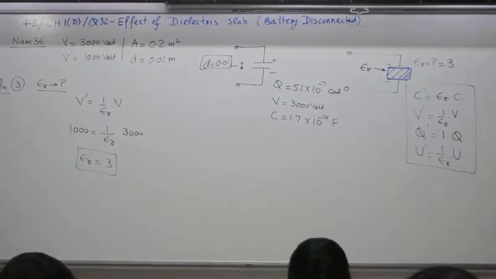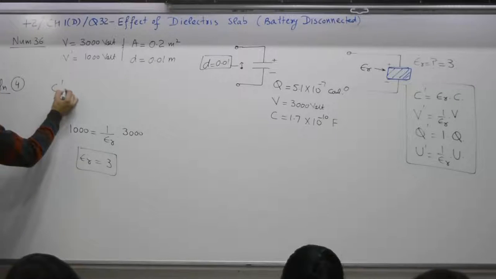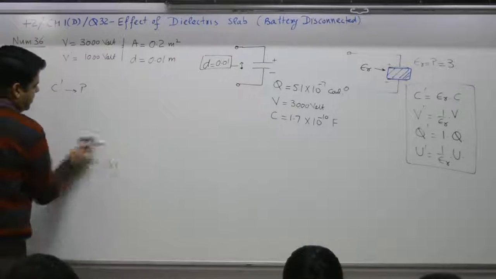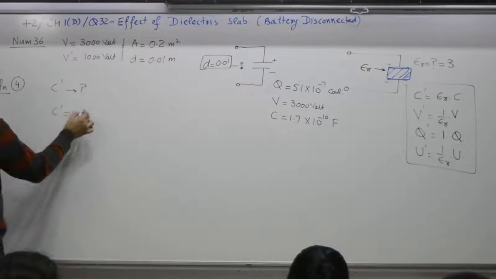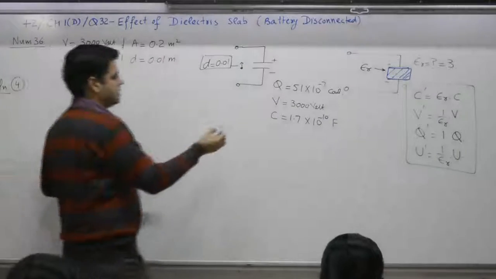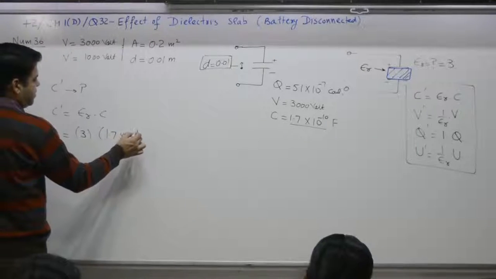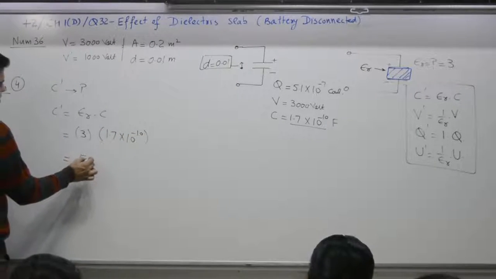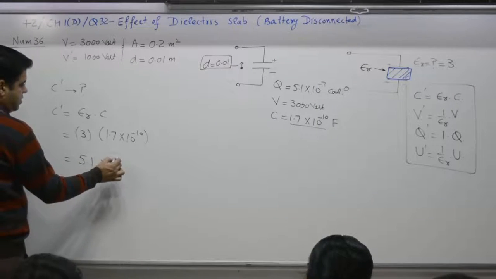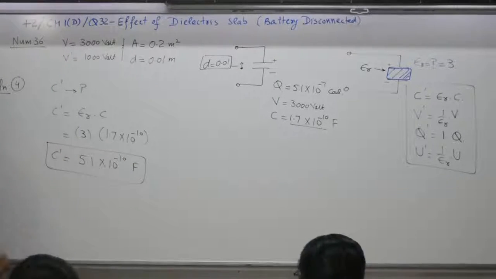Sorry, that was part 3. Part 4: capacitance after placing the insulator, the new capacitance. What is the formula for new capacitance? Epsilon r times C. Epsilon r is 3. The original capacitance was 1.7 into 10 raised to the power minus 10 farad. The capacitance is 3 times.